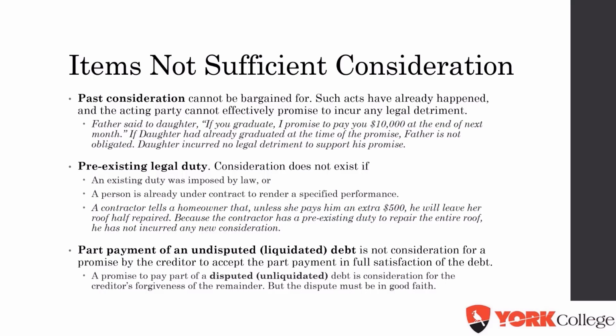So in this case, the contractor and the homeowner already are in a contract for the contractor to render performance of fixing the homeowner's roof. In the midst of the performance, if the contractor says, unless you do give me more money, then I won't actually repair the other half, this is not valid because the contractor was already under a duty to repair the entire roof and may not use this promise as new consideration.